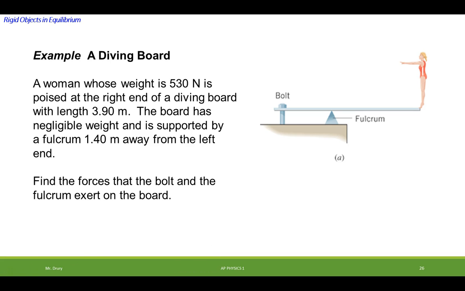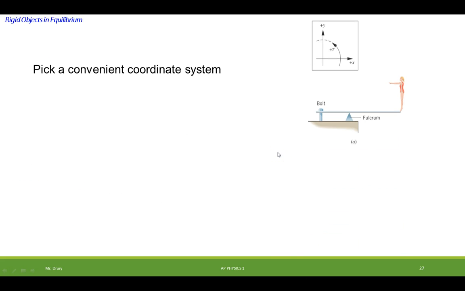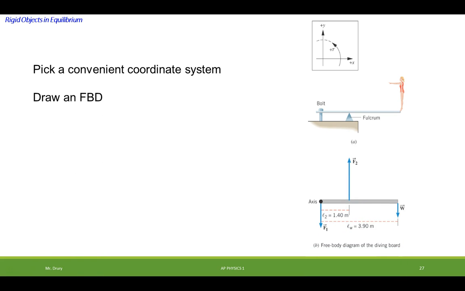What we want to know is the force on the bolt and the force on the fulcrum. So we're going to pick a convenient coordinate system, which is up and to the right is positive. We're going to draw our FBD. Here we have the force of the bolt pushing down, the force of the fulcrum pushing up, and the weight of the lady acting on this side. And we know the lever arms at which they act.